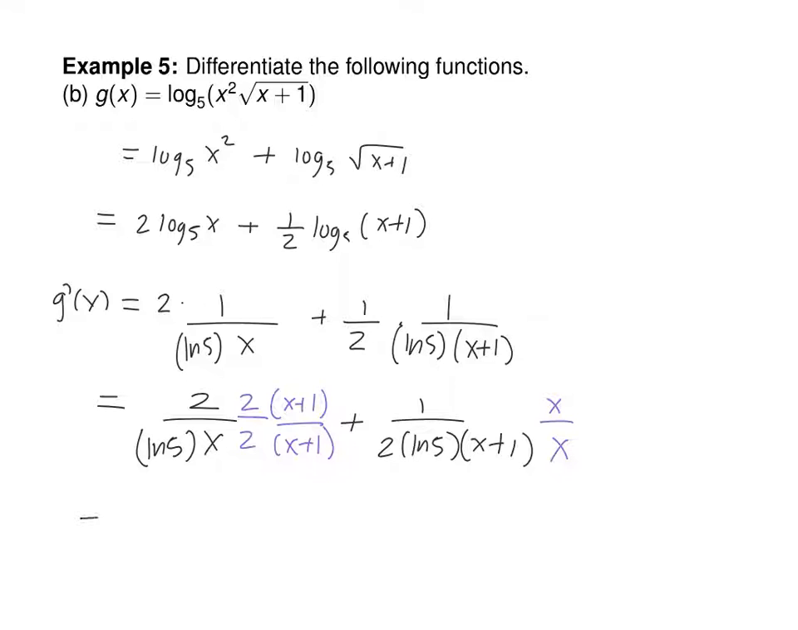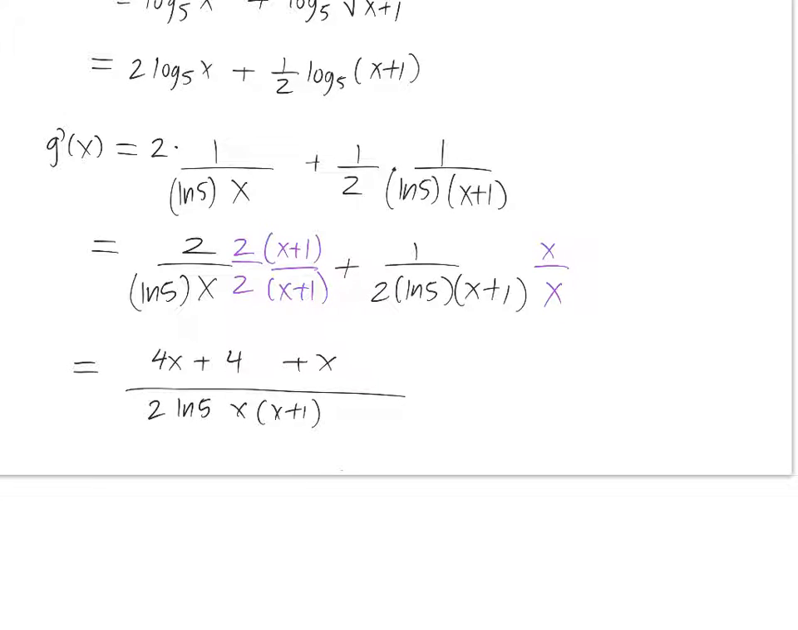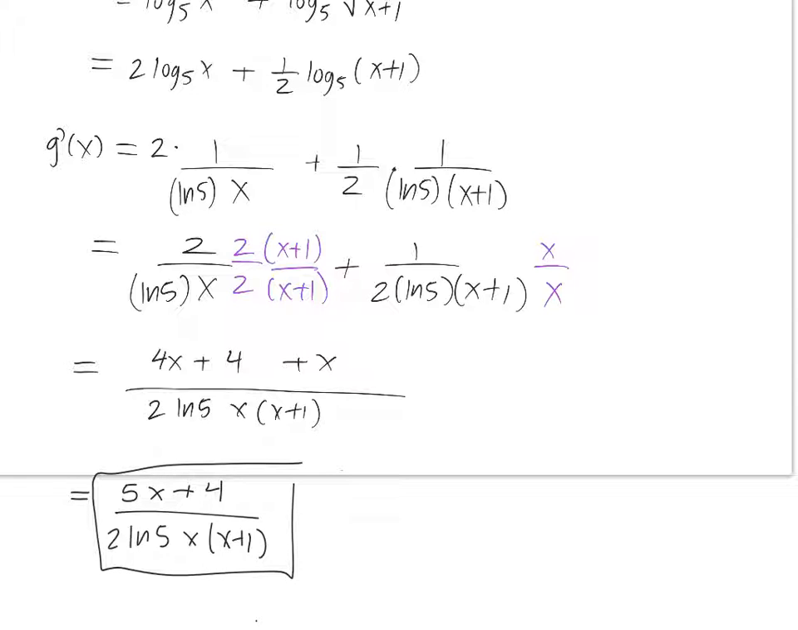So that's going to be 4x plus 4 plus x over 2 ln 5 x times x plus 1, or 5x plus 4 over 2 ln 5 x plus 1. Is it clear where I got the whole 4x plus 4 business? Okay.